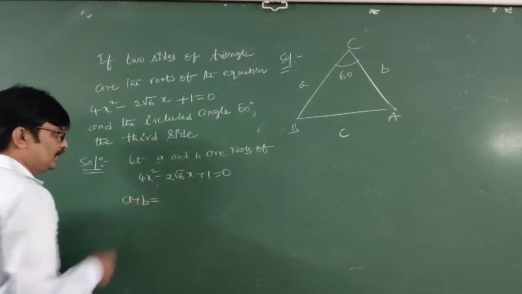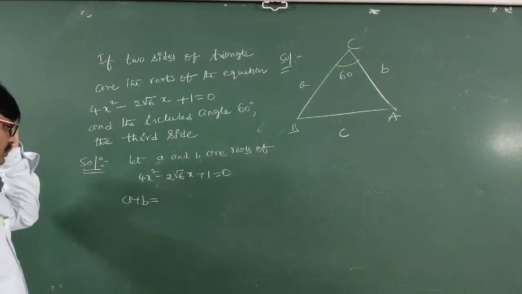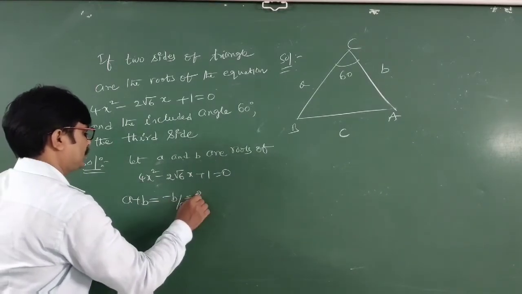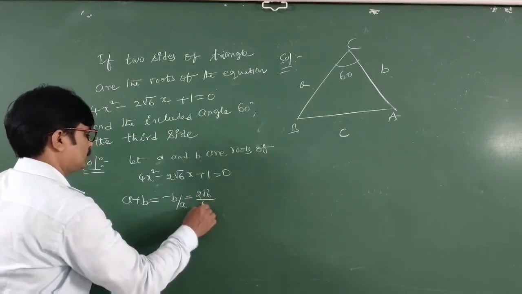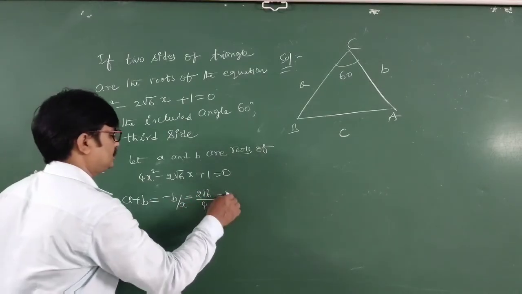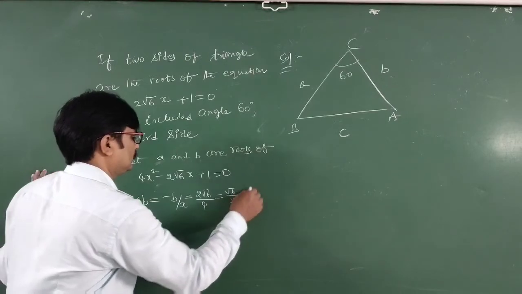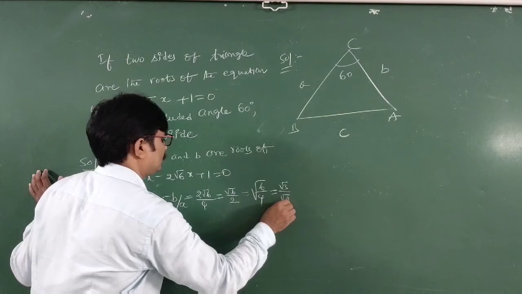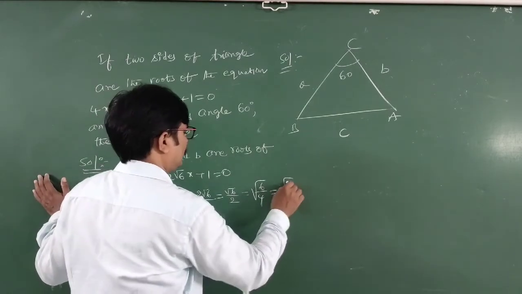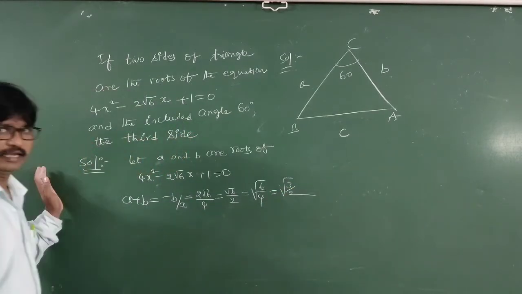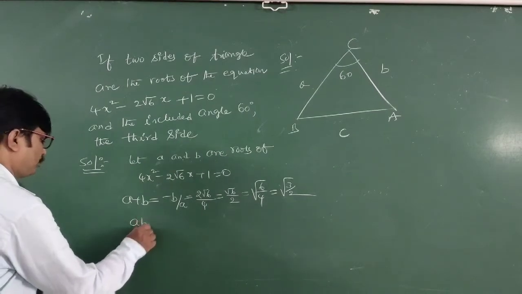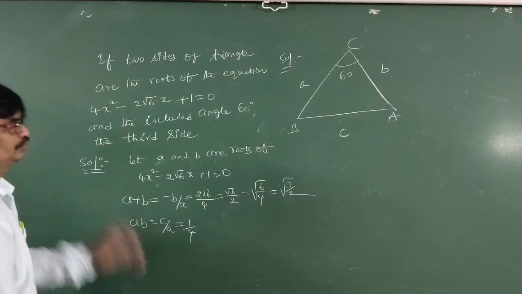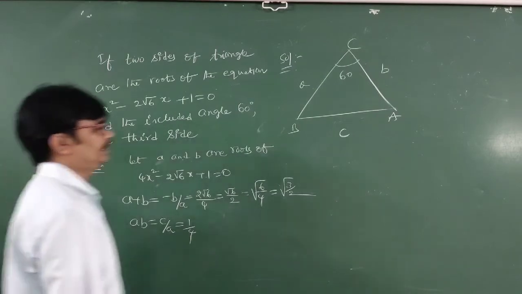Sum of the roots a plus b, my dear students, we know is minus b by a, that is minus of minus 2 root 6 by 4. This is root 6 by 2, which is root 3 by root 2 into root 2, so root of 3 by 2. This is a plus b. The product of the roots is c by a, that is 1 by 4. So what is there here?